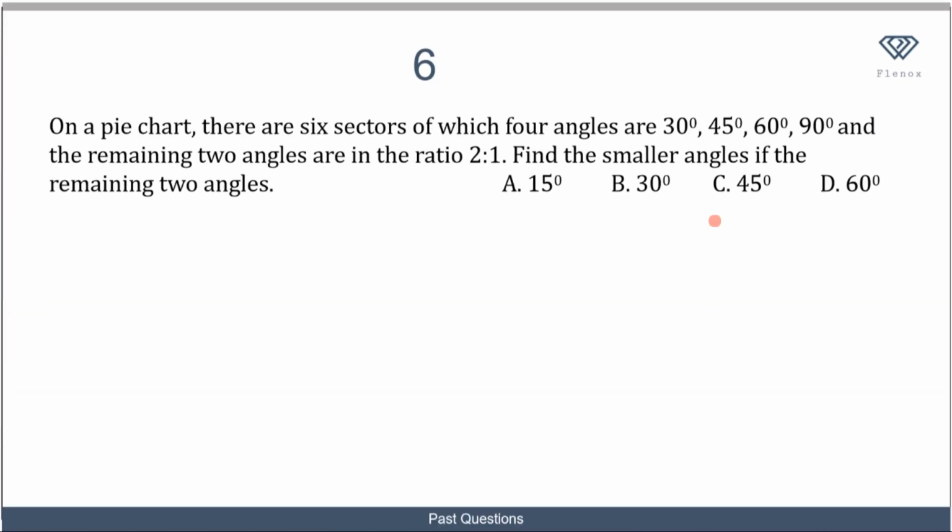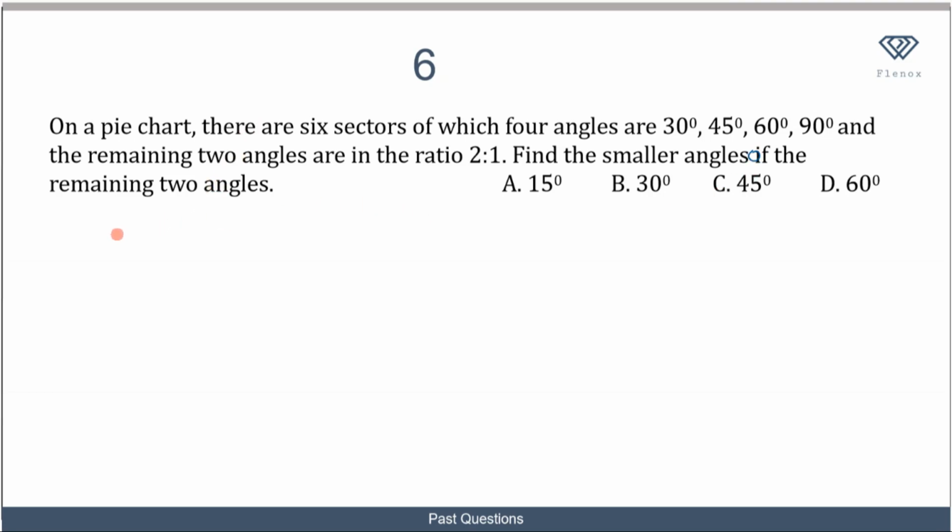Here we are told that on the pie chart there are 6 sectors, of which 4 angles are 30 degrees, 45 degrees, 60 degrees, 90 degrees, and the remaining 2 angles are in the ratio 2:1. Find the smaller of the remaining 2 angles. There is a typo here; it is supposed to say "of the remaining 2 angles."